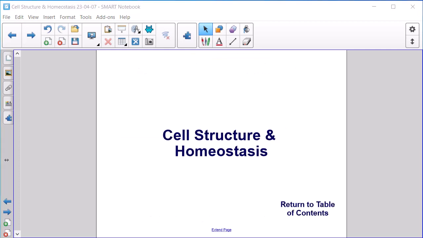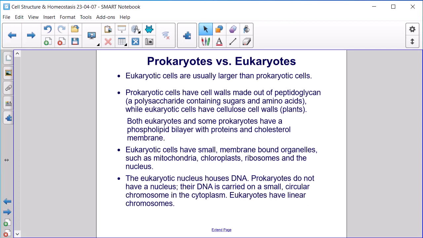Cell structure and homeostasis. Prokaryotes versus eukaryotes. Eukaryotic cells are usually larger than prokaryotic cells. Prokaryotic cells have cell walls made out of peptidoglycan, a polysaccharide containing sugars and amino acids, while eukaryotic plant cells have cellulose cell walls. Both eukaryotes and some prokaryotes have a phospholipid bilayer with proteins and cholesterol membrane.